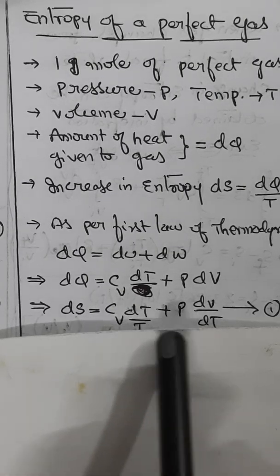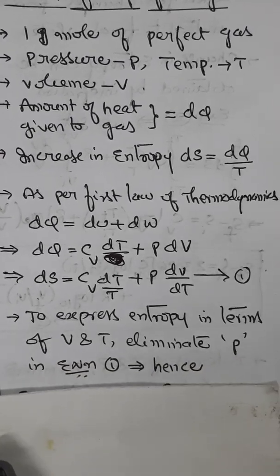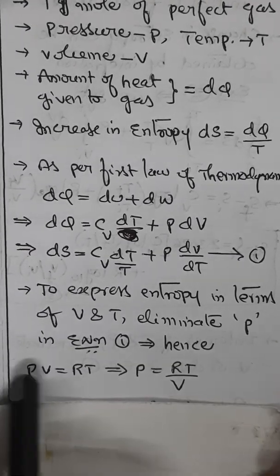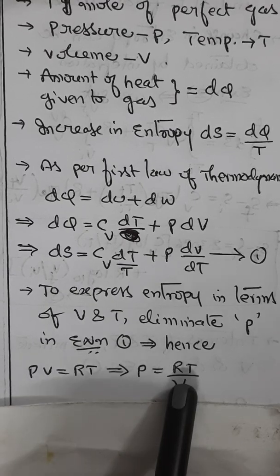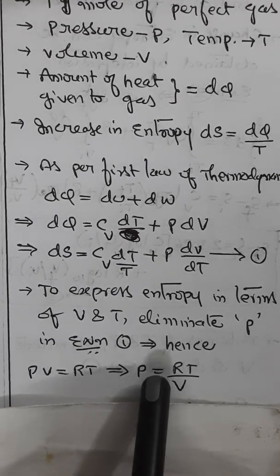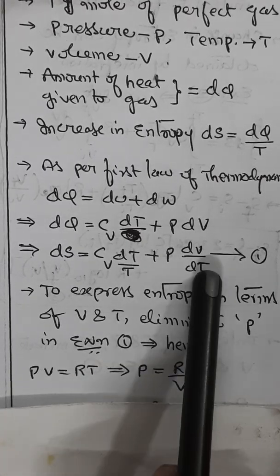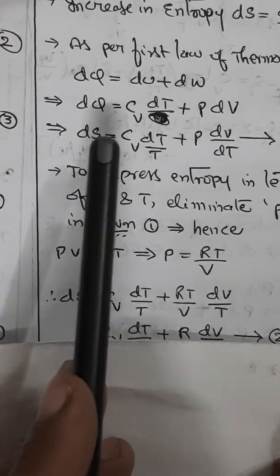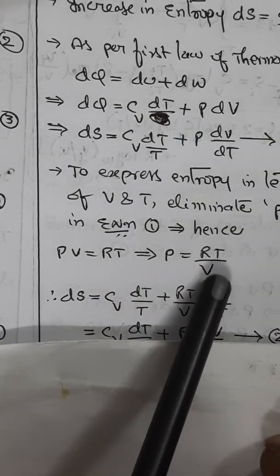So to express entropy in terms of volume and temperature, we eliminate P from equation 1, using the ideal gas equation PV equal to RT, so P will be RT by V. Putting P equal to RT by V in this equation, we get dS equal to Cv dT by T plus (RT by V) into dV by T.